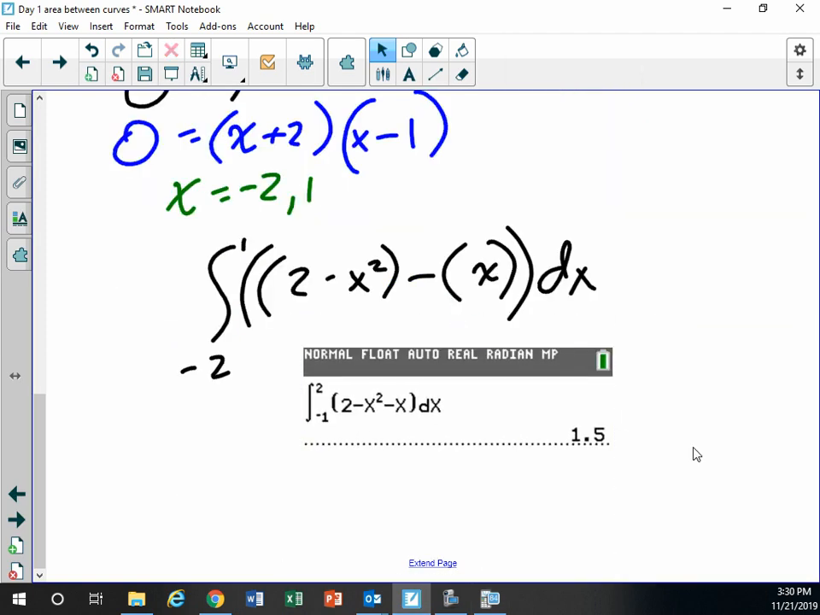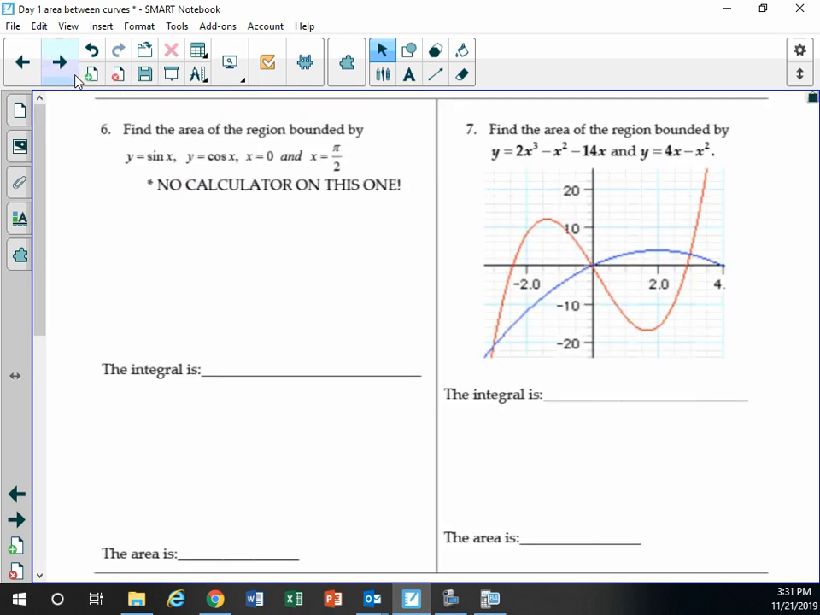2 minus x squared minus x. My area is 1.5. Alright, so let's try a couple others. So let's talk about number 6 and talk about not having a calculator to do this one.